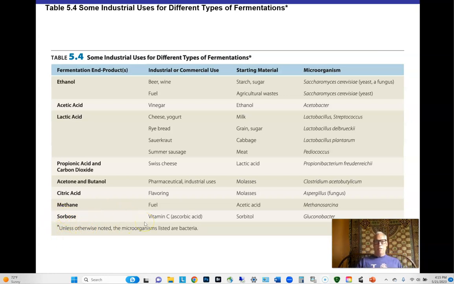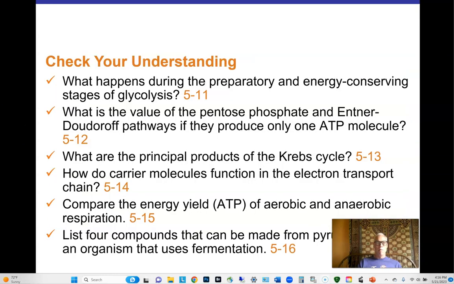Sorbos to produce vitamin C. So some really interesting, diverse fermentation products that different microorganisms produce. Some of them are listed right over here if you're interested in checking on that. Do not worry about memorizing anything from this table. It's just for interest's sake that fermentation is an important industrial and agricultural way of harnessing the properties of microorganisms for our benefit.